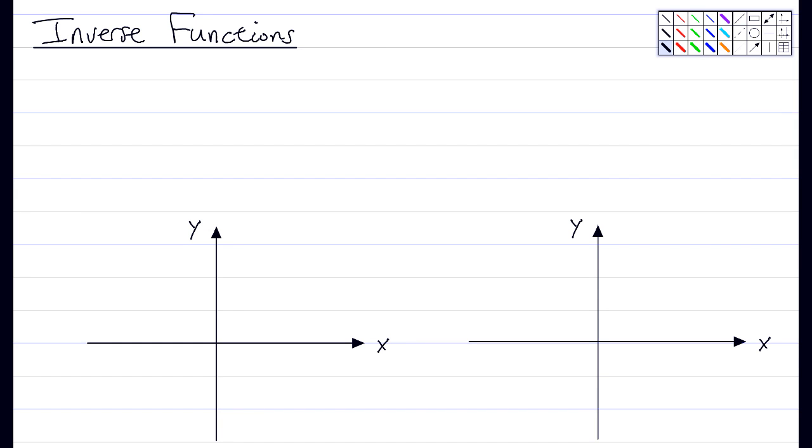Hello everybody. Today I wanted to give you a short example of how to find the inverse of a function. Okay, so let's just quickly review what that is.